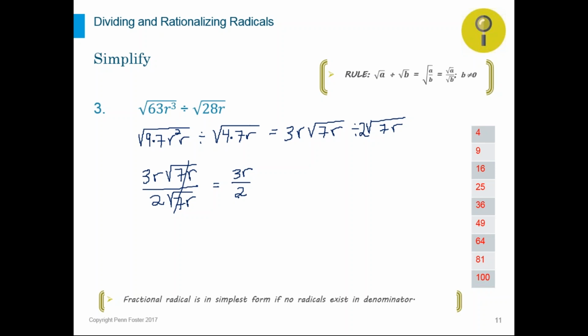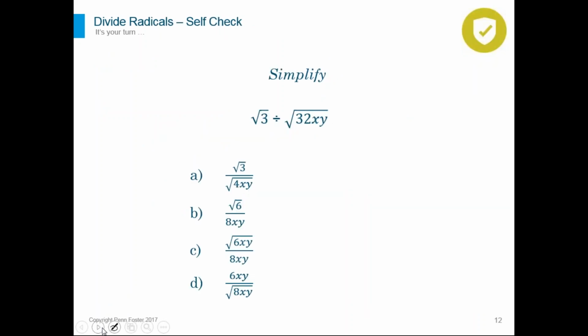Questions before we go to the self-check. Anything that was not clear on the rules or the steps, or how do we think of a problem or start the first step in a problem? Okay, that's a good sign. So let's go to the question. The square root of 3 divided by the square root of 32xy. So I'm going to keep myself quiet until you think about the problem. Remember, the same rules, the same steps that we followed.